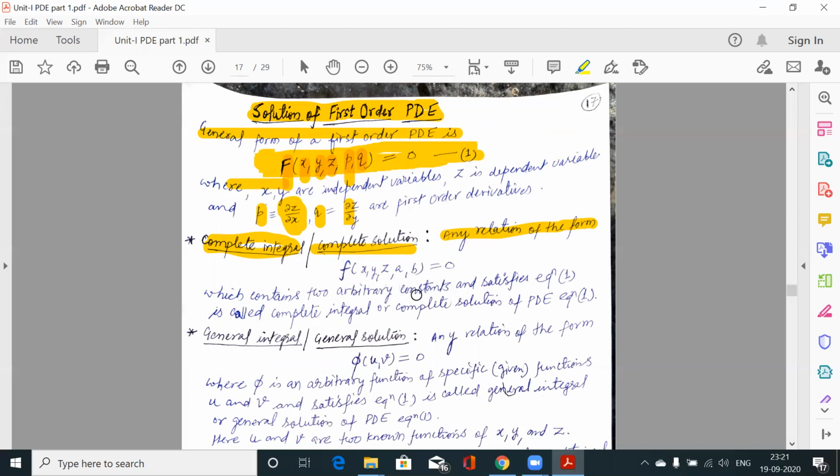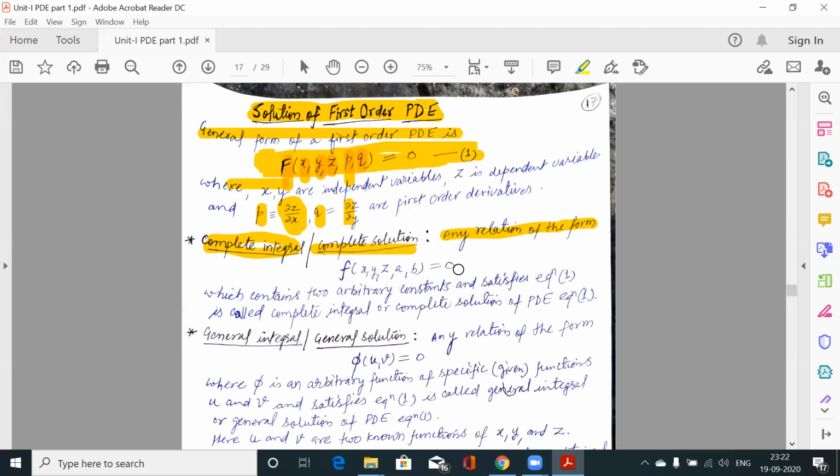A and b are two arbitrary constants, z is the dependent variable, and x and y are independent. We know that the solution of a PDE, of any differential equation, is an equation which is free from derivatives. So this is free from derivatives, and in place of derivatives, it includes the arbitrary constants a and b. Because we are solving the first order PDE, its complete solution will include only two arbitrary constants a and b.